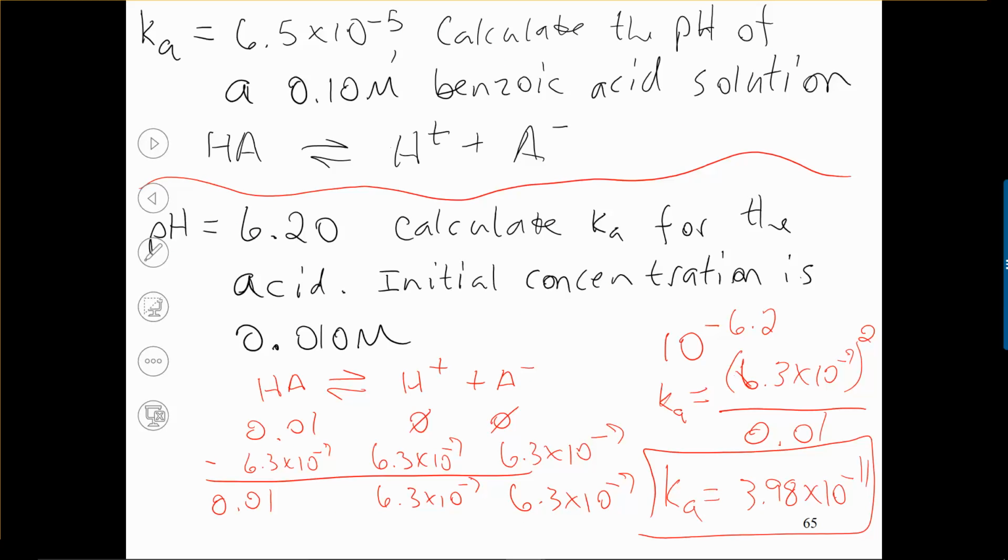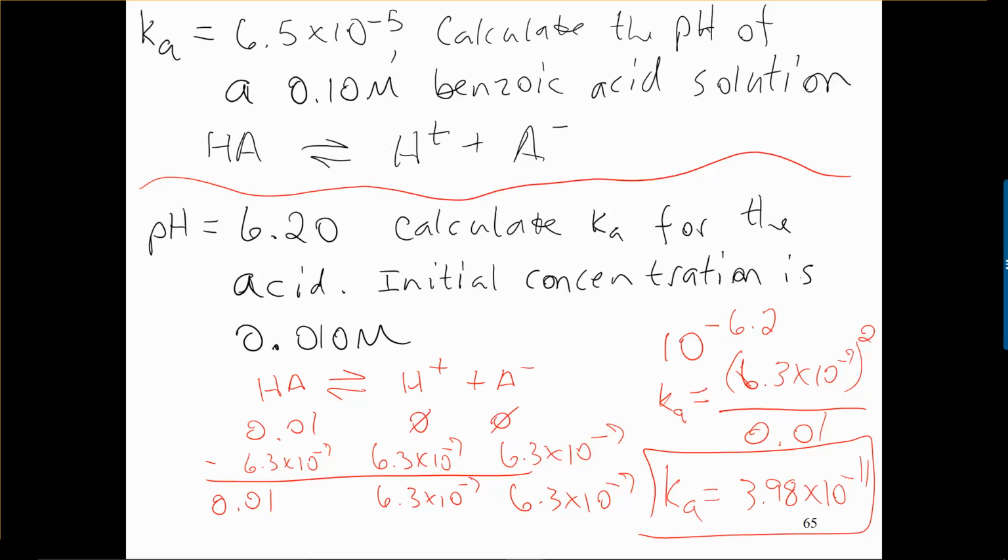Okay, so are we okay on this one? So that's two. I use the RICE table for both of them. One of them I am given a Ka, which should indicate to me that I'm going to solve for x using that Ka. This one, I am not given the Ka. They want me to solve for the Ka. That means I'm going to be given enough information to fill out my RICE table so that I can find the equilibrium concentrations so that I can calculate my Ka. You can only calculate your Ka if you know all the equilibrium concentrations.